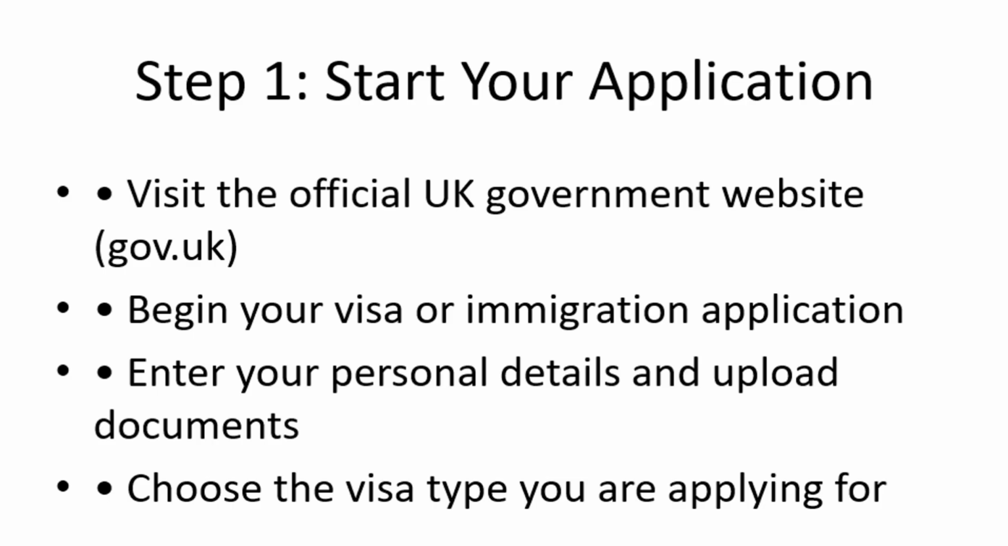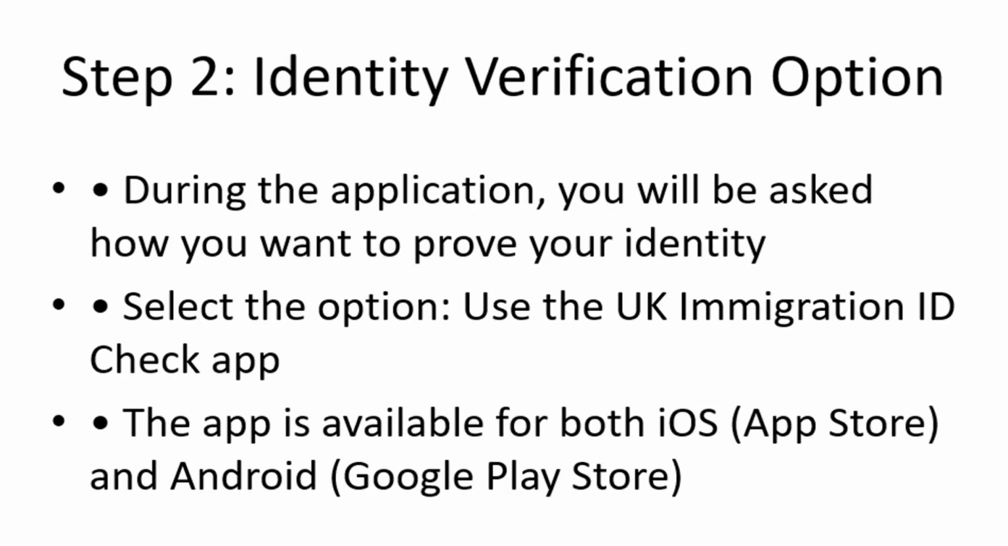As you progress through the application, you will eventually reach the stage where you need to prove your identity. At that point, select the option that says you want to use the UK Immigration ID Check app. This app allows you to confirm your identity directly from your smartphone, saving you a trip to the visa application center. It's available for both iOS and Android, so you can download it from App Store or Google Play Store.